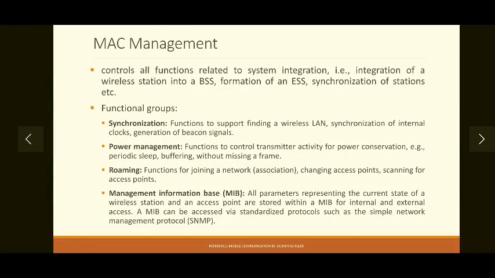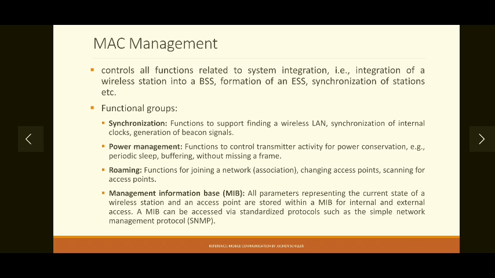Now we have seen the MAC layer. Now in the protocol stack of a WLAN we have another layer. The MAC layer is a protocol layer. Now there is a management layer associated with the MAC also, that is called the MAC management layer. Okay, so what are the functions of that? It controls all functions related to system integration. Now the MAC protocol layer is regarding accessing the medium by the users. How users can access the medium is told by the MAC protocol layer.